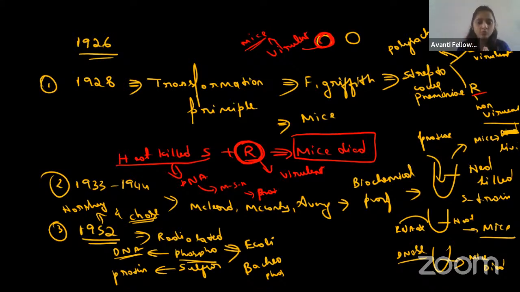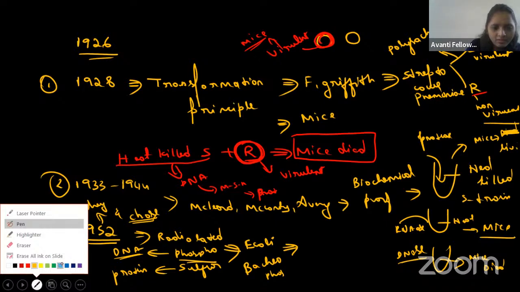So then they came to know that the genetic material is the DNA, right? The bacteriophage is sending the DNA. So then they came to know that the genetic material here is DNA. Okay, guys, fine. That was in the year 1952. By this experiment, they proved that DNA is genetic material.